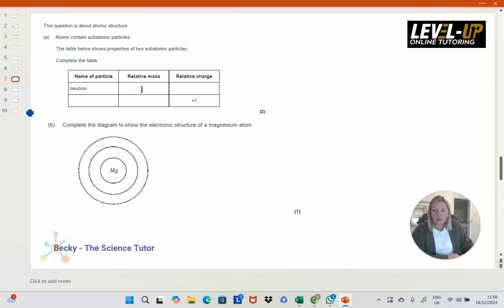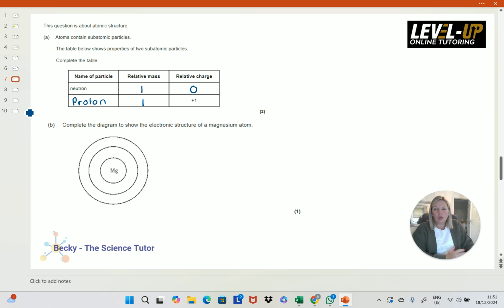The charge, remember, a neutron is neutral, so we have 0 charge. In the second line, we're given that the charge is positive 1. Positive is our proton. And our proton again has a mass of 1. Now there are 2 marks available. You get a mark for each correct row. So if you have correctly filled in the line of neutron that it is 1 and 0, that's mark 1. And for the second line, it's proton and mass number 1.